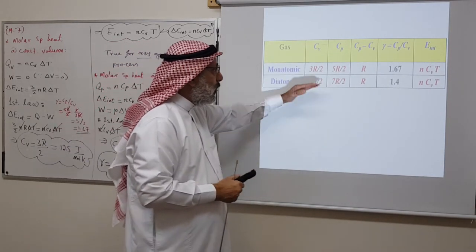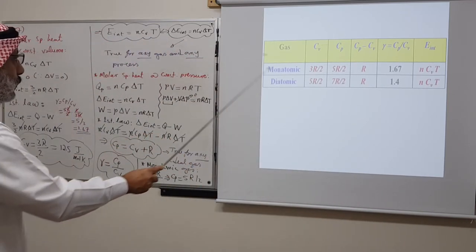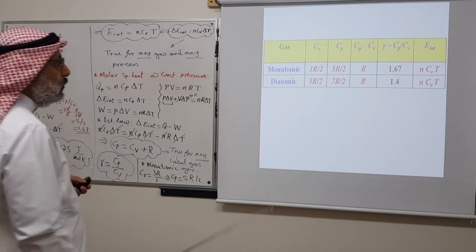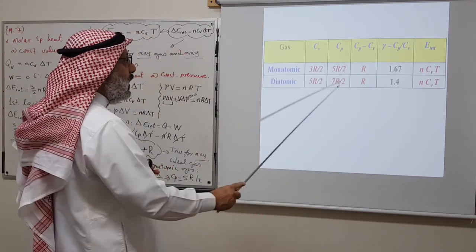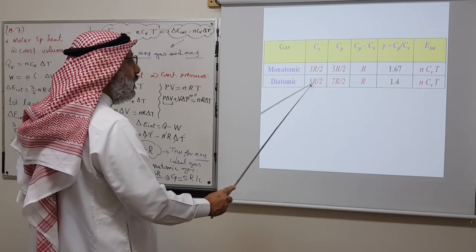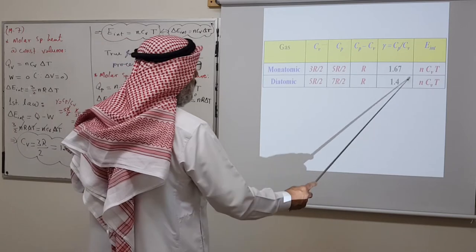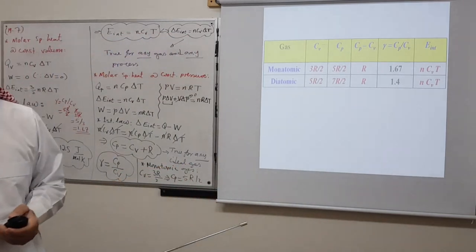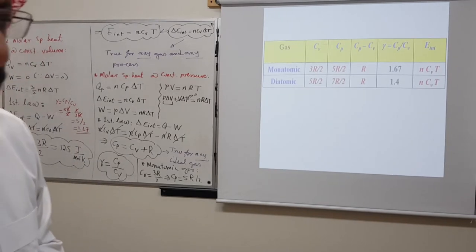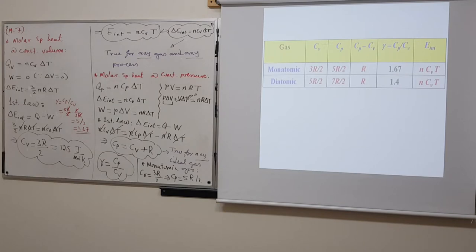So that is 5R over 2. CP is obtained by adding an R to that. So that is 7R over 2. Again, the difference between the two is just R. The ratio of the two will be 7 over 5, which is 1.4, and again, the internal energy is NCV multiplied by T. So in this way, we have covered in detail the molar specific heats of an ideal gas.